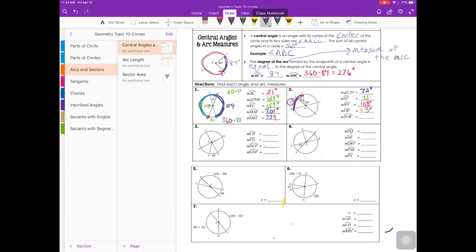And all of these should be degree measures. And then finally, let's do this in pink. T to V to W is this whole thing here. So we're taking out the 21 and the 72. So 360 minus 21 minus 72, and that gives us 267 degrees.